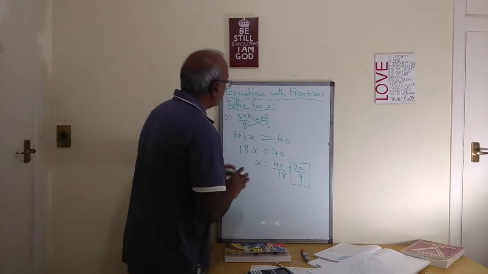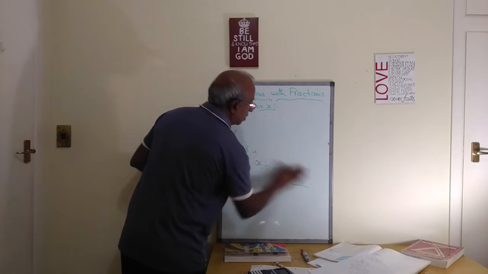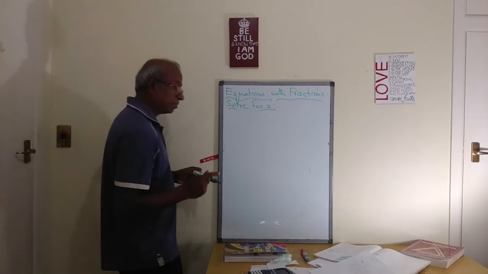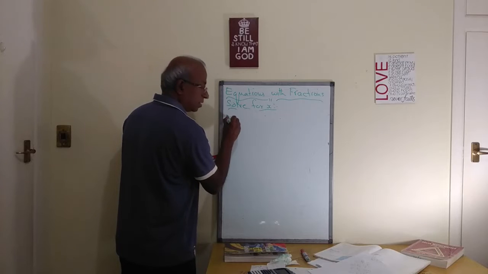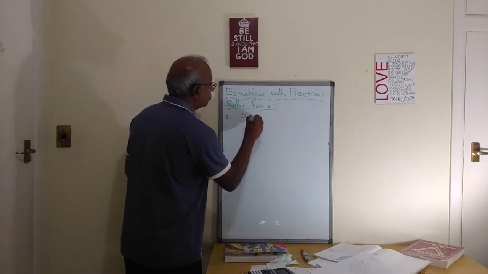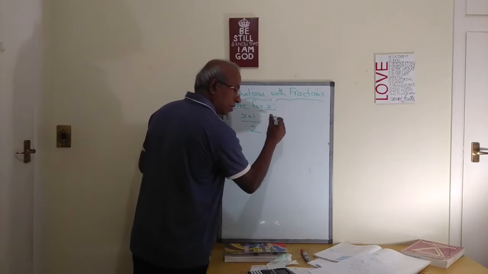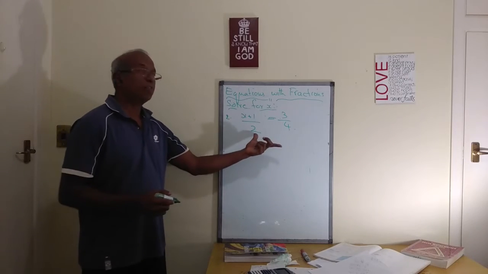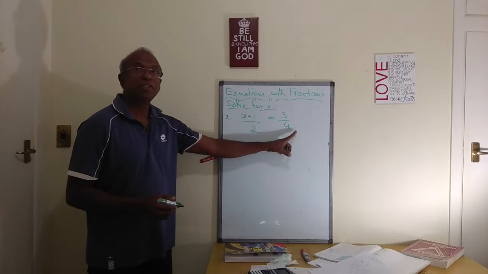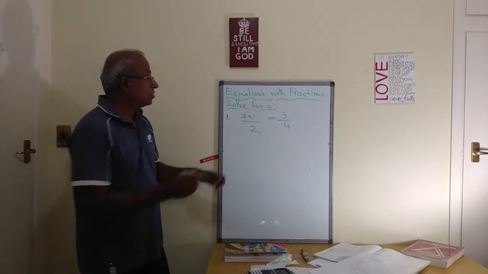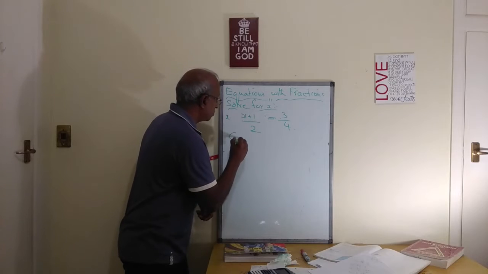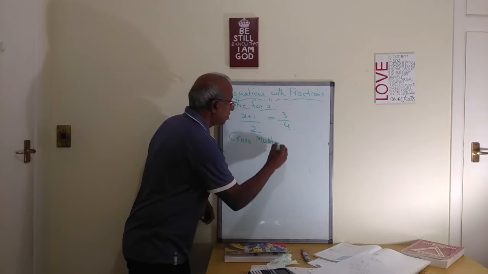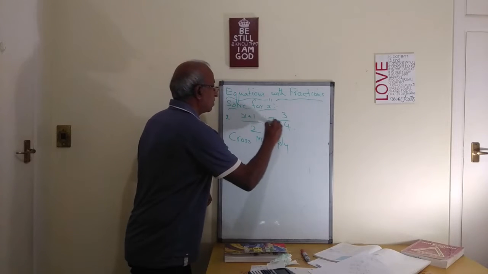Okay, let's look at the second one. You may get a cheat question or a merit question from this topic. x plus 1 over 2 equals 3 over 4. Can you see this one? Left hand side is a fraction, right hand side is a fraction. So we are going to solve for x, so cross multiply. Cross multiply, always start from this way.